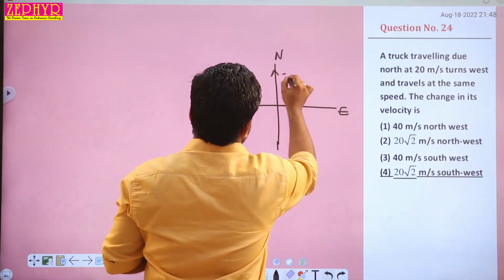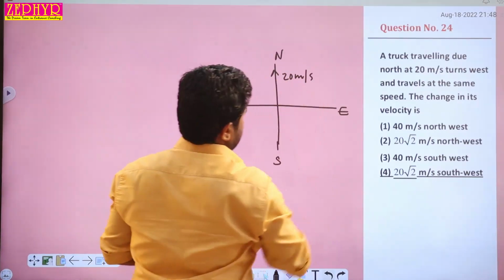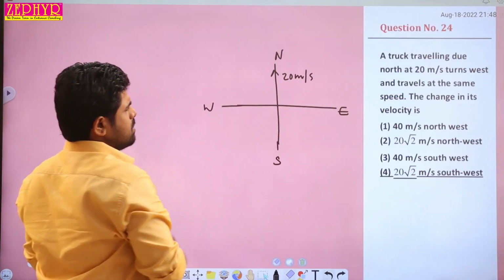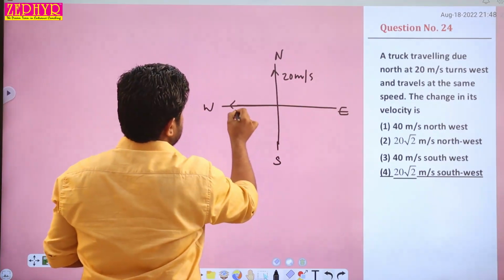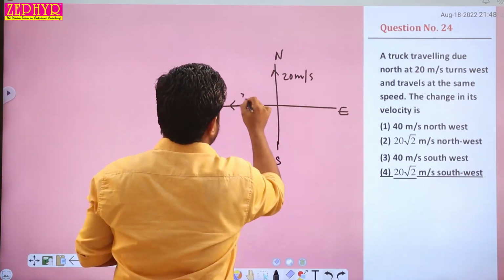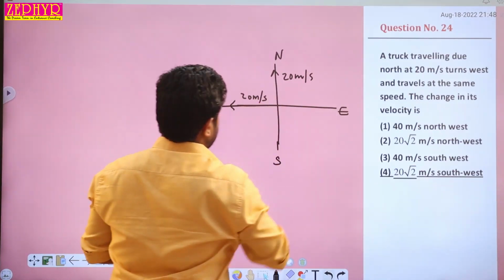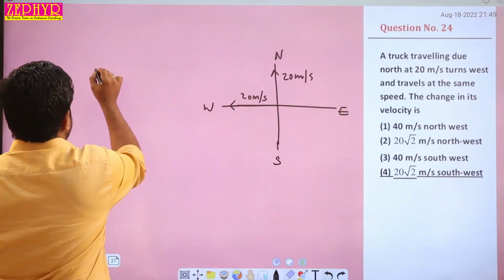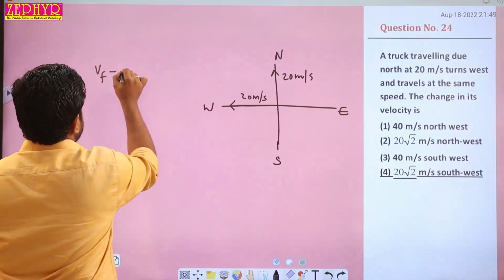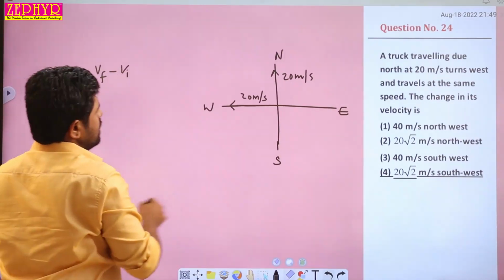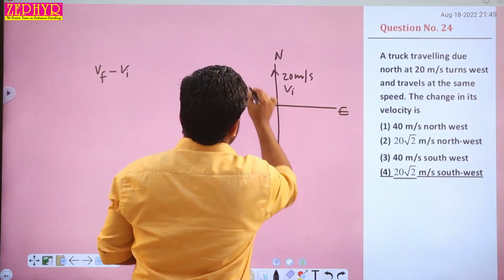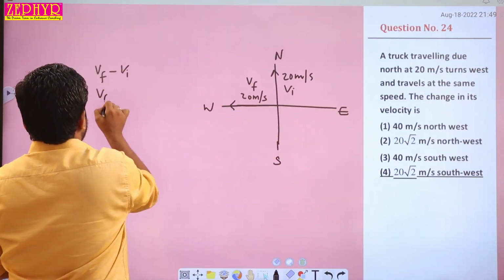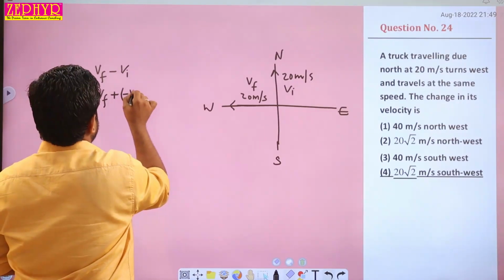So in this direction 20 meter per second. Then turns west, travels at the same speed. So here this one is the 20 meter per second. Okay. So the change in velocity, what is change in velocity? Final velocity minus initial velocity. See here, this one is the initial velocity, this one is the final velocity. Okay. So we require V final plus minus of V initial.